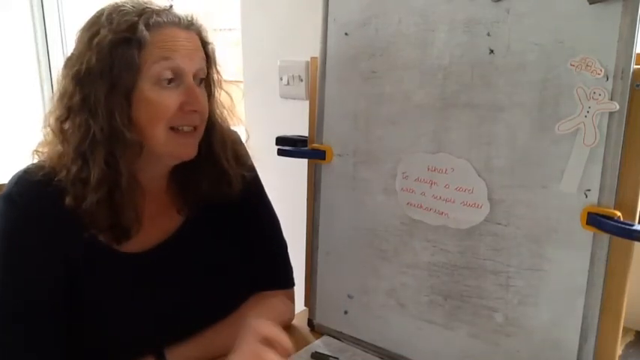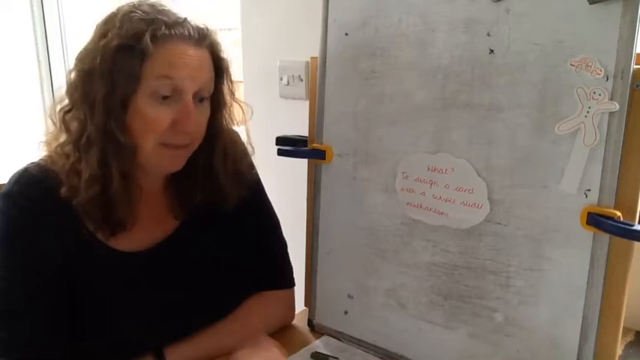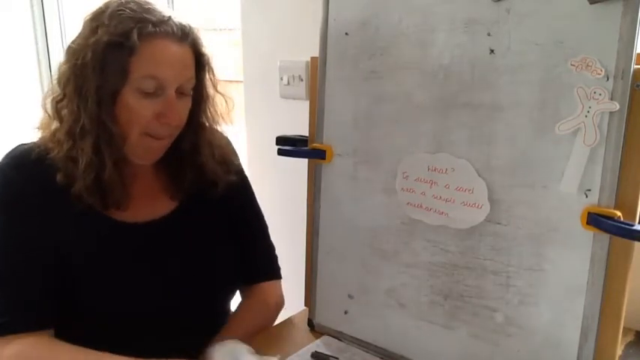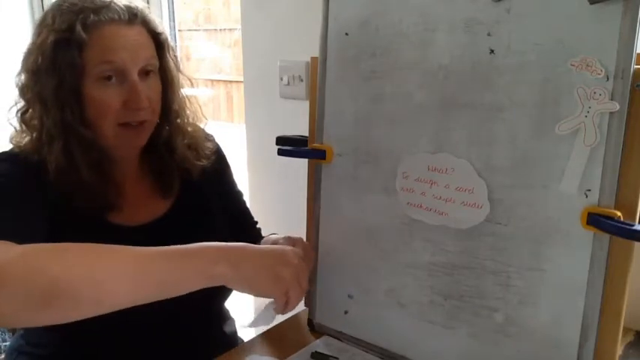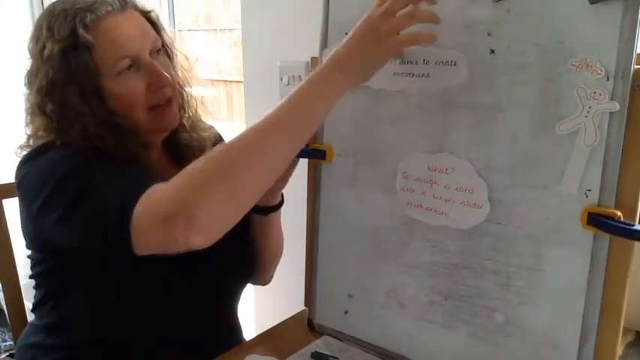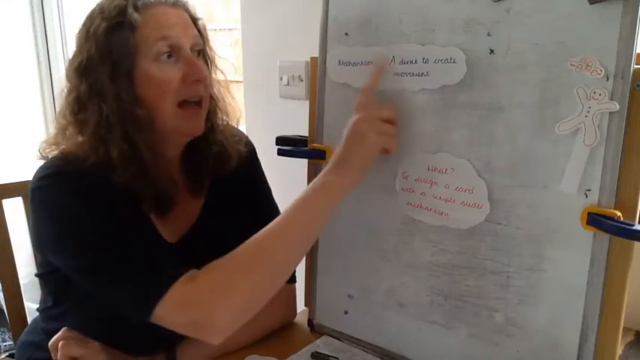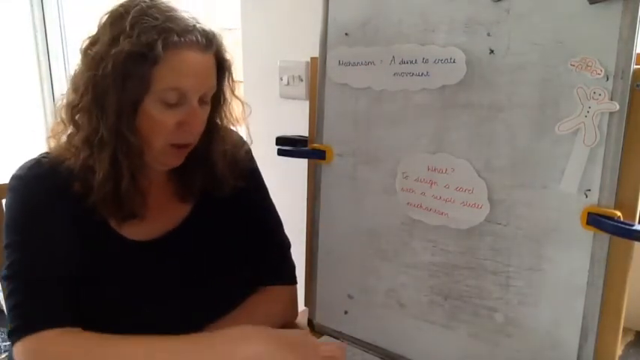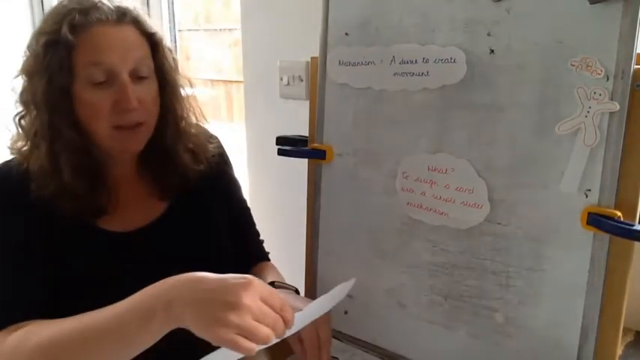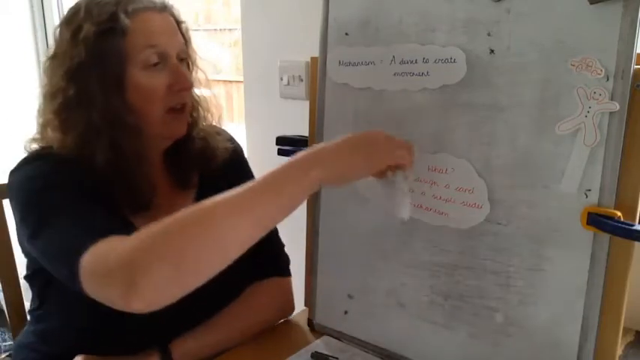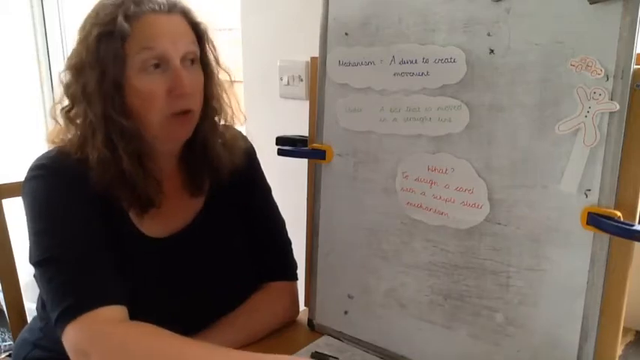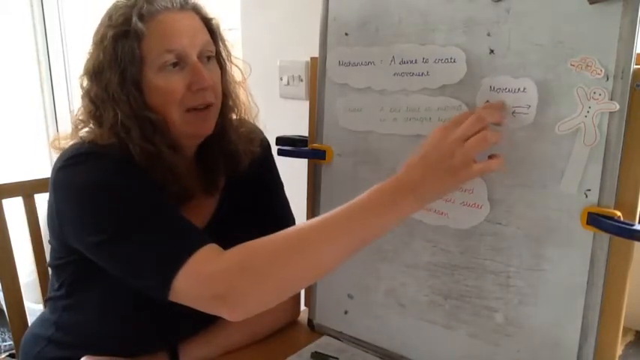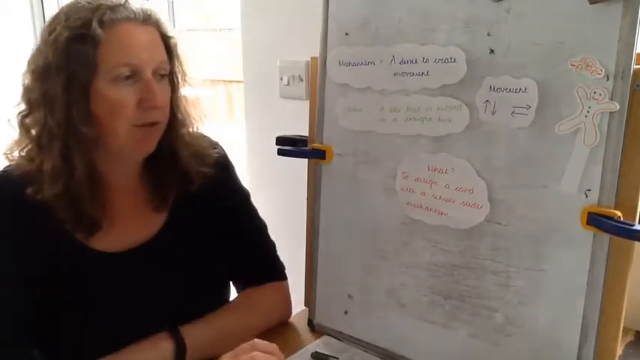Our task today is to design a card with a simple slider mechanism. So if we remember, a mechanism is a device to create movement, okay? So our card is going to have some movement and it's going to move as a slider. A slider is a bar that moves in a straight line. So the movement that our card will do is either up or down or from left to right.